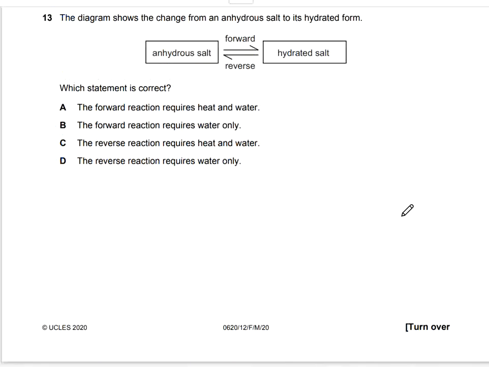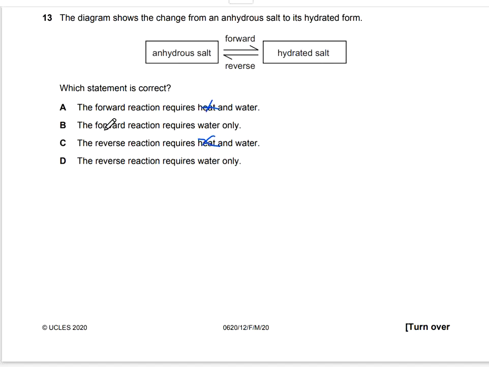Next, the diagram shows the change from anhydrous salt to its hydrated form. So it means that you are putting water, because anhydrous means no water, and then it will become hydrated salt. So which statement is correct? The forward reaction requires heat and water. Actually, it does not say anything about the heat. So we will remove this, and then we have letter C. We will also remove that from the choices.